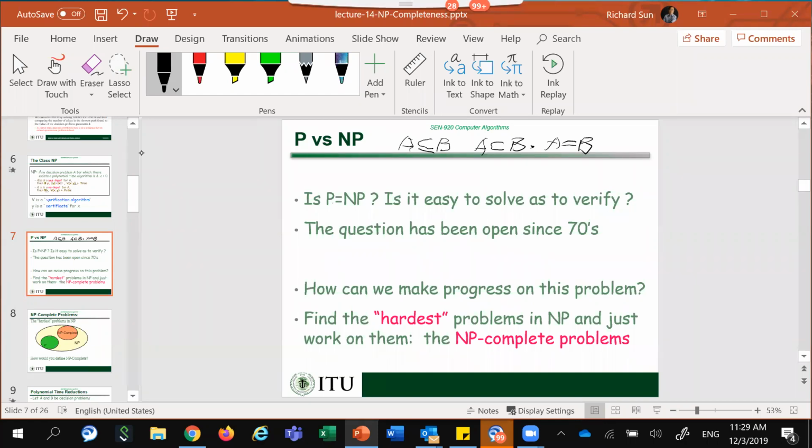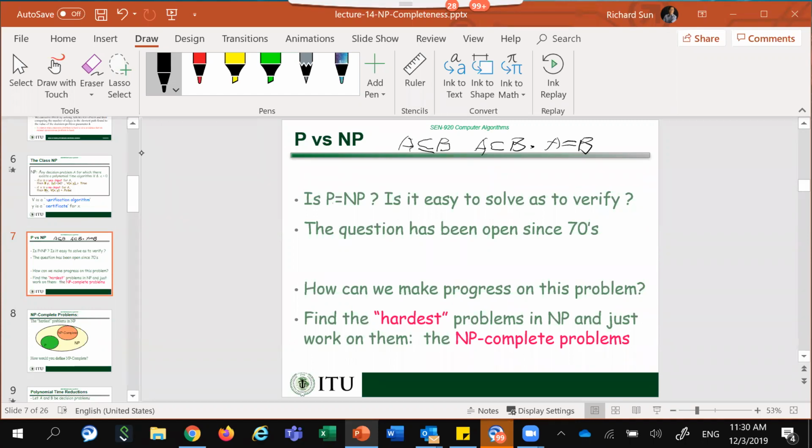This question has been open since 1970, going on for almost 50 years, and nobody in these 50 years has been able to prove or disprove whether P is equal to NP or not. So if I test you in the final exam, is P equal to NP? The correct answer is nobody knows. Richardson doesn't know either. Nobody knows.